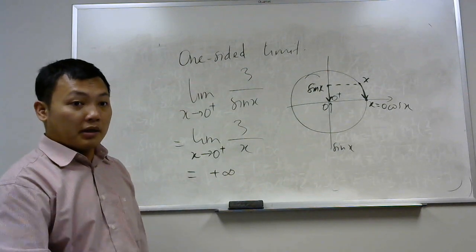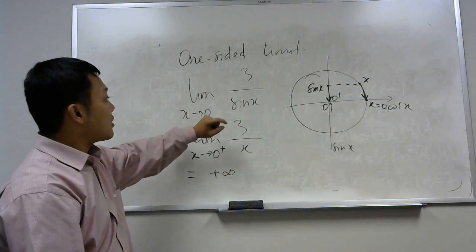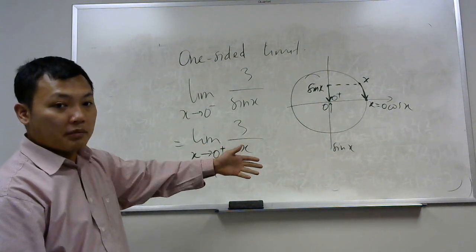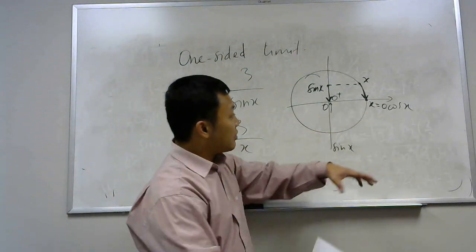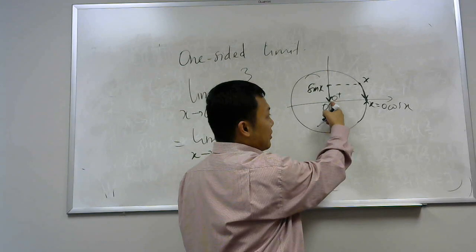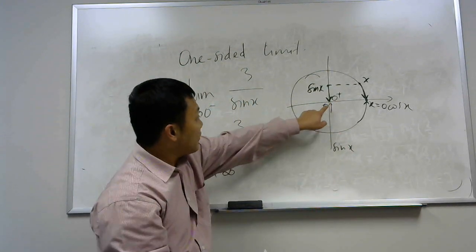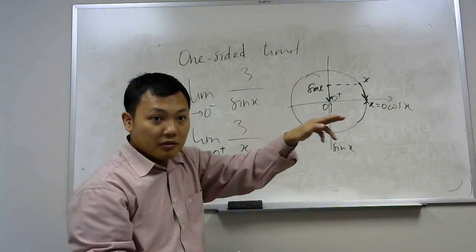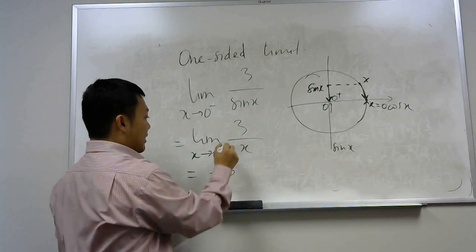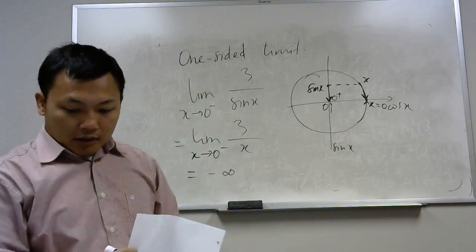Okay? So in case I change, for example, x goes to 0 from the left. What does it mean? That means x goes to 0 from the left. Sine x is going to 0 from the left, right? If sine x is going to 0 from the left, 3 over sine x goes to negative infinity. Okay? So in this case, I have negative infinity. All right, the last question.